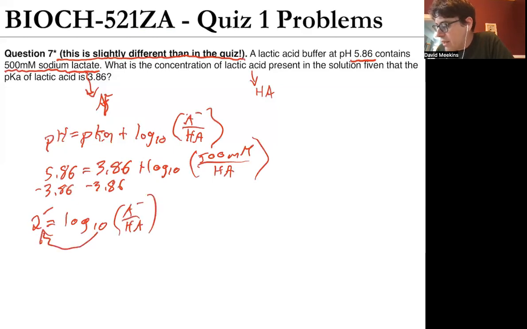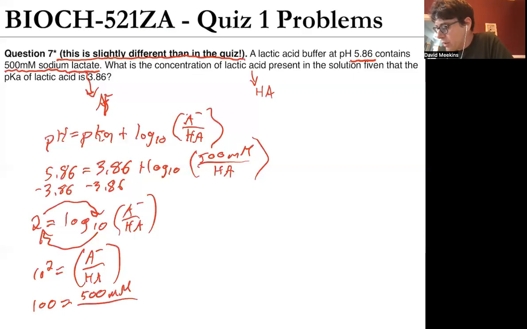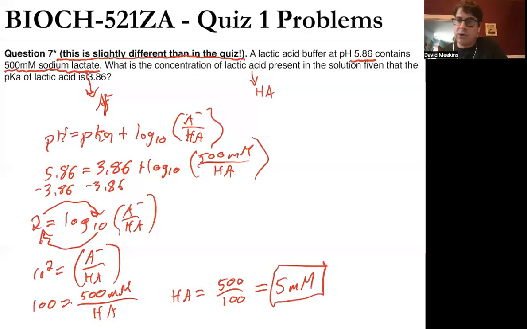So we'll find the antilog of that. 10 to the 2 equals the ratio of A minus over HA. So that's 100. There's going to be 100 times more A minus than HA. So that's 500 millimolar over HA. Rearranging that gives us HA equals 500 divided by 100, so that equals 5 millimolar.